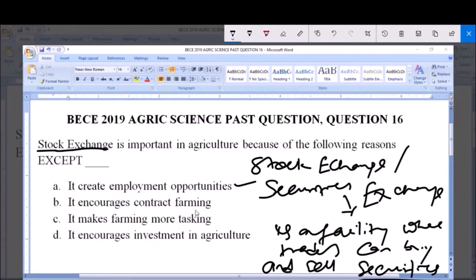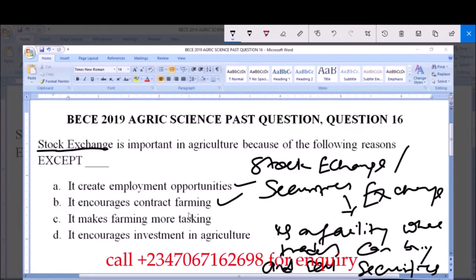B, it encourages contract farming. Yes, stock exchange also encourages contract farming. How? When people come together to share securities among themselves, their farming is secured, and there can be a legal document backing their farming. Maybe they want to farm for 2 years or 3 years, and then they will go into contract farming, signing a contract pertaining to the profits and the loss of this agricultural practice. So it encourages contract farming.